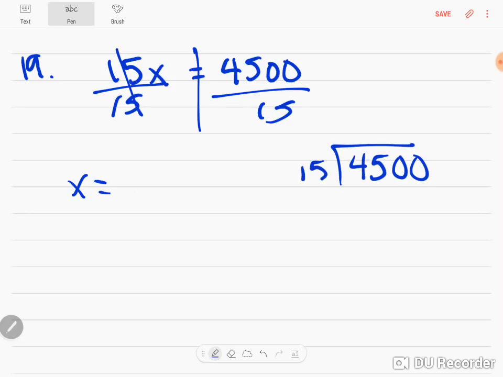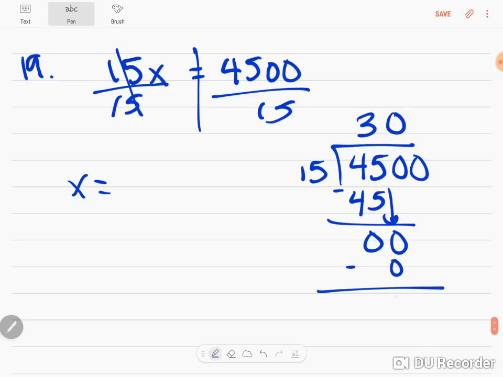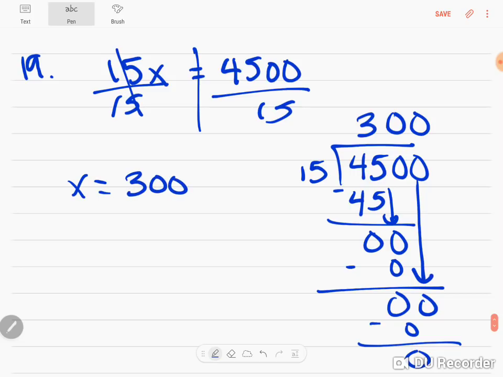4,500 divided by 15. How many times can 15 go into 45? That is 3. That gives us 45. 0. Bring down that 0. How many times can 15 go into 0? 0. Bring down that last 0. And then once again, how many times can 15 go into 0? 0. So our answer is x equals 300.